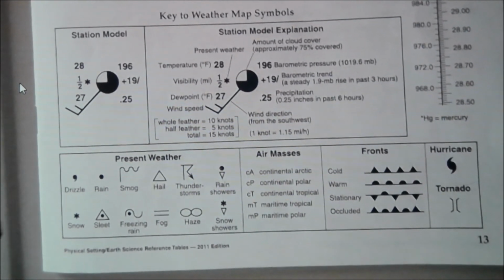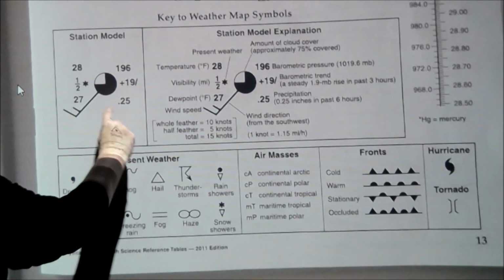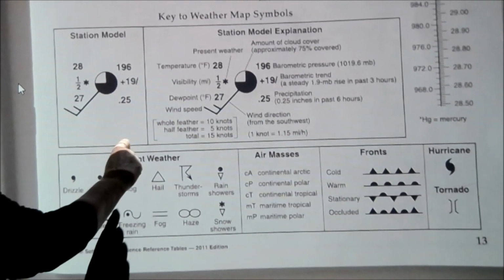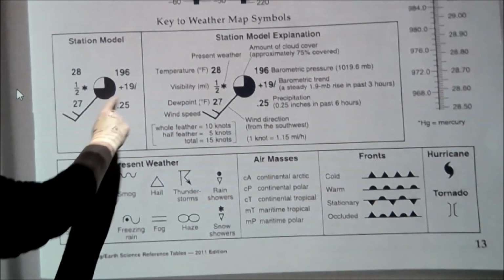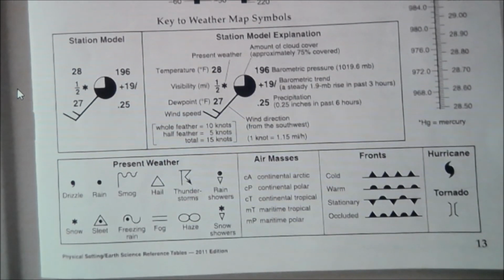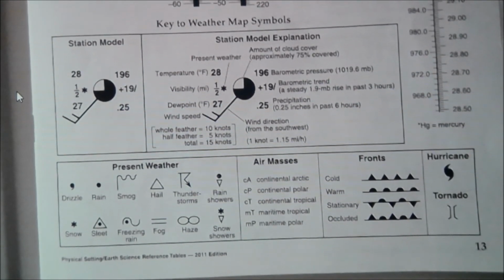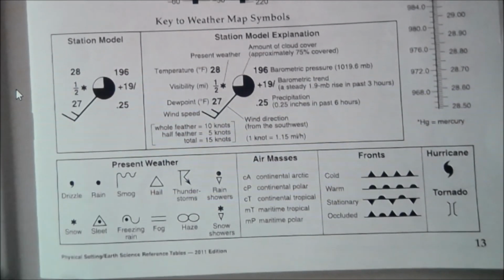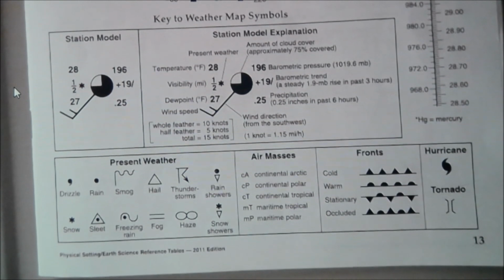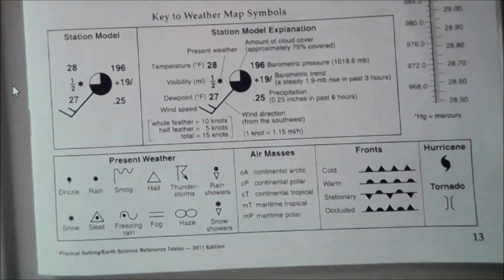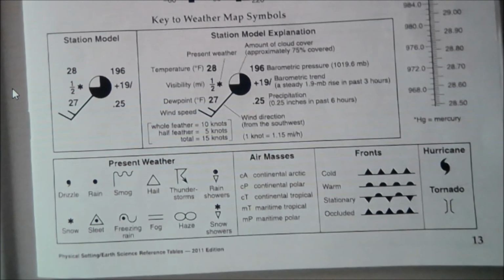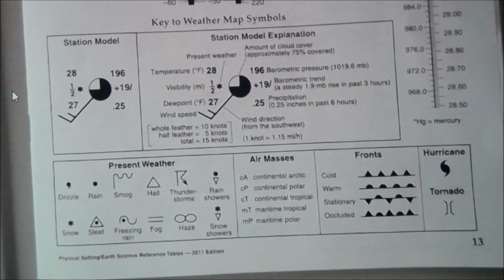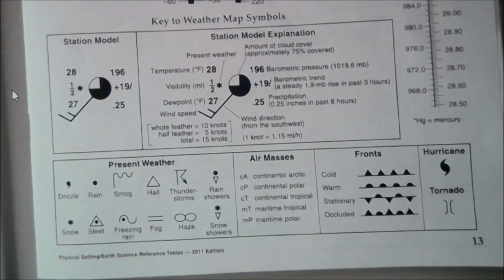Over here on your bottom right is the amount of precipitation in inches in the last 6 hours. So you've had 0.25 inches of precipitation in the last 6 hours. On the top is your barometric pressure, or your air pressure. Now with this one, as I said in the notes, you're dropping the decimal and only recording the last 3 digits.